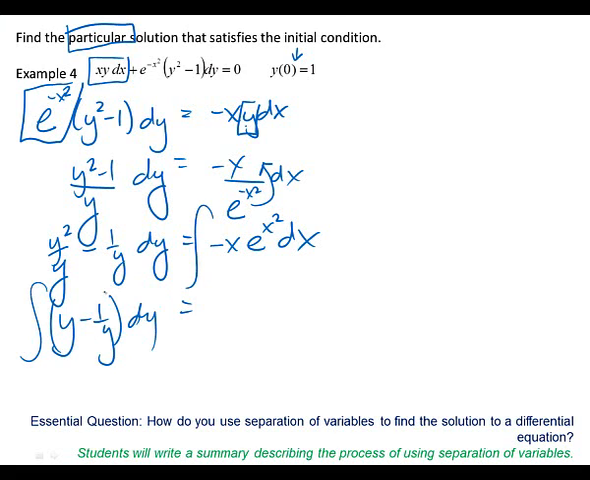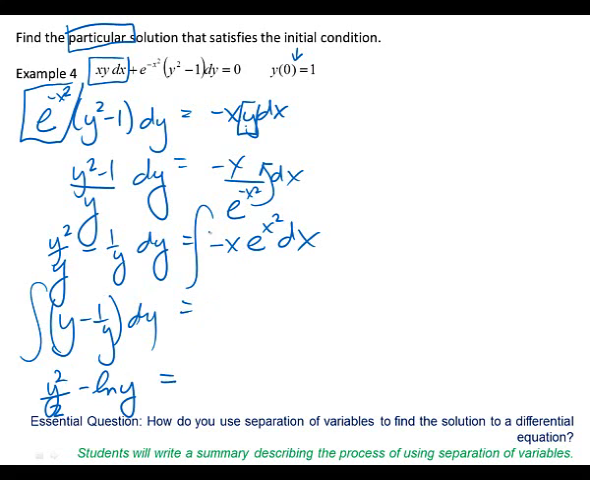All right. So let's finish the left, and then we'll come back and do the right. So when I integrate y, what do we end up with? Y squared over 2. When I integrate 1 over y, what do we get? There you go, natural log of y. Good. So that side is now integrated.